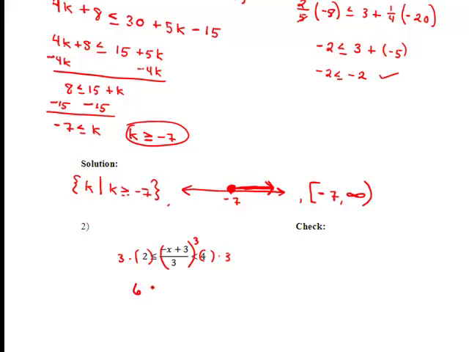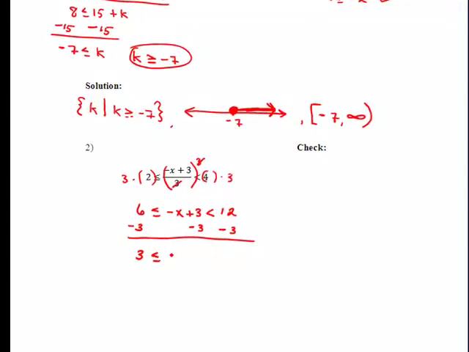So now I have 6 is less than or equal to, the 3's will cancel, negative x plus 3 is left in the middle, is less than 12. Now I'm trying to isolate the x in the middle here, so I'll subtract the 3 from all three parts. 6 minus 3 is 3, is less than or equal to negative x, is less than 9.